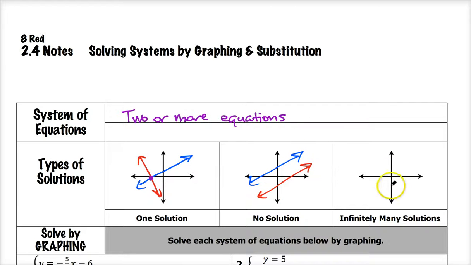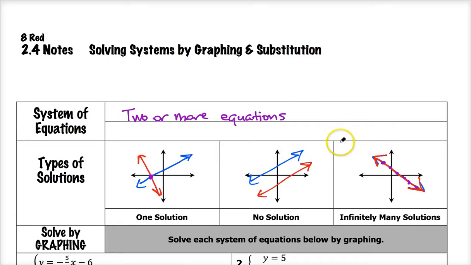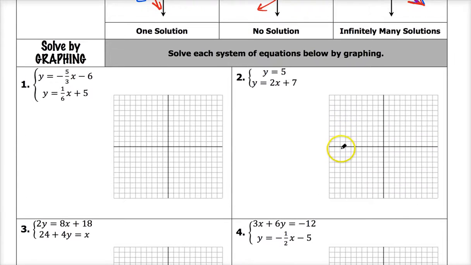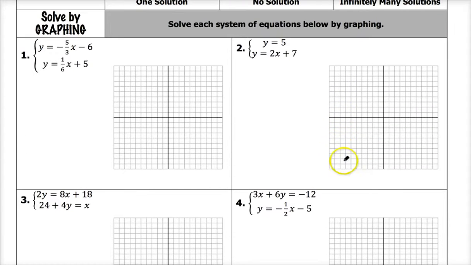And then there are also times when your two lines are actually the same line, one right on top of the other. In this case, you have what is called infinitely many solutions because there are many intersection points when you have one line right on top of another one. So these are the three different types of cases that you could get with systems of equations. We're going to practice solving systems by graphing here on the front side, and then we'll get to the algebraic method of substitution on the back.